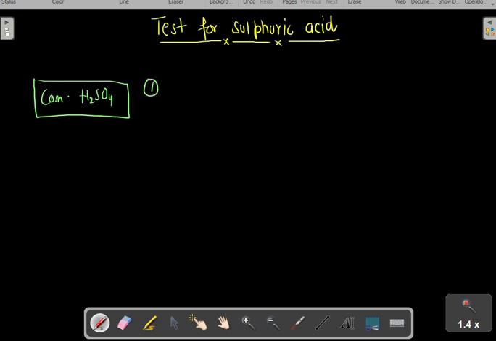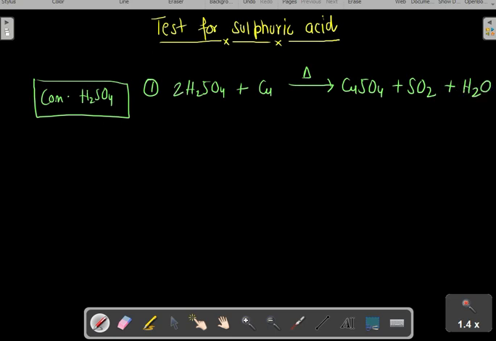First one, the concentrated H2SO4 will be heated with copper turnings. So you can see here what will be produced. We will have copper sulfate plus sulfur dioxide plus water. You can balance the equation, 2 sulfuric acid and 2 water. Now you know that the sulfur dioxide is going to be evolved.